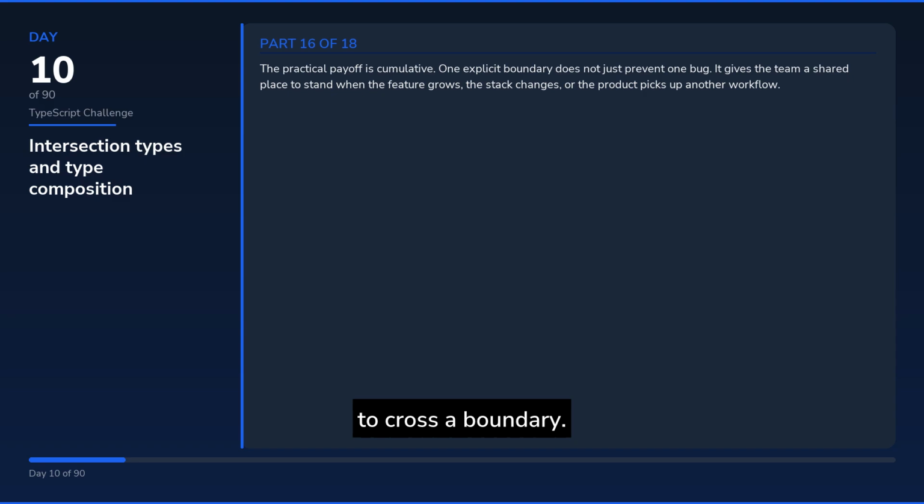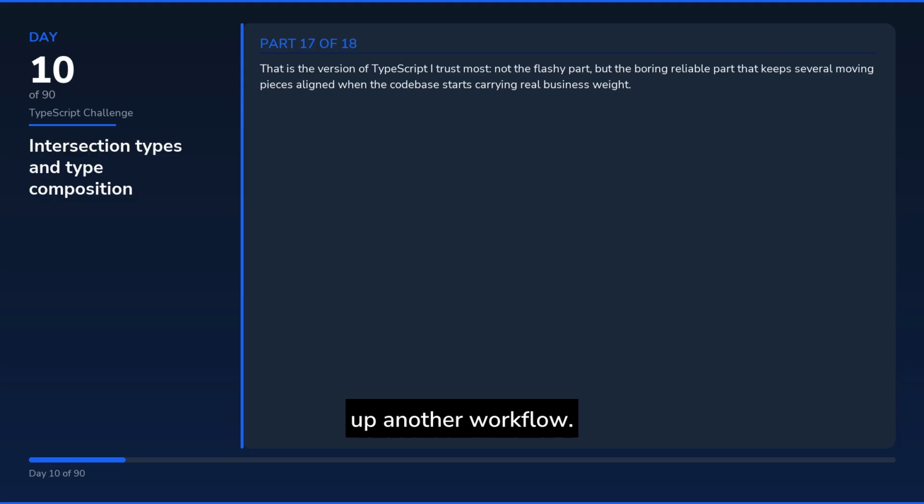That is the version of TypeScript I trust most, not the flashy part, but the boring reliable part that keeps several moving pieces aligned when the codebase starts carrying real business weight. It also means the team can move faster without pretending every engineer holds the whole mental model in their head. The type system carries some of that load for them.